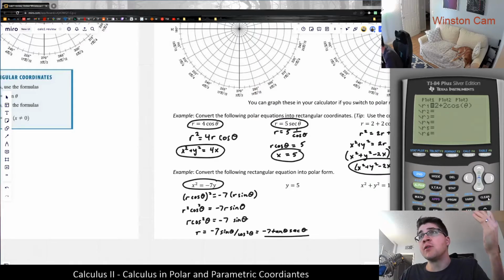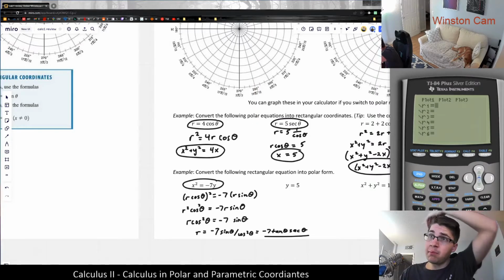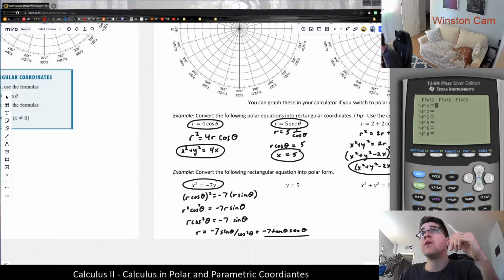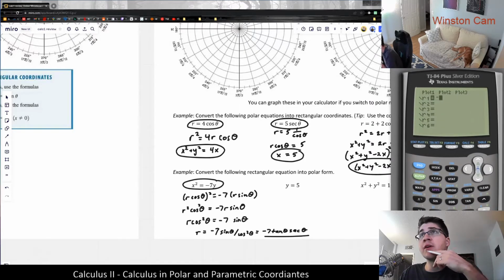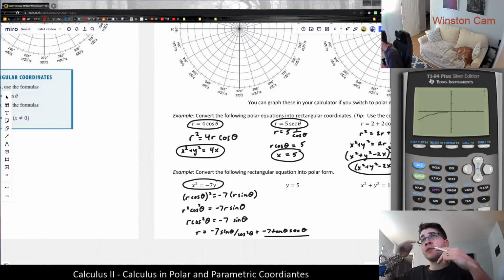Let's just make sure. Again, we can graph polar equations with our calculator. Sorry, I can't click the negative button with where my thing is. Okay, there we go. Negative 7 tangent of theta divided by cosine of theta. And we can see what we're dealing with. Notice, what we get is the equation of a parabola.